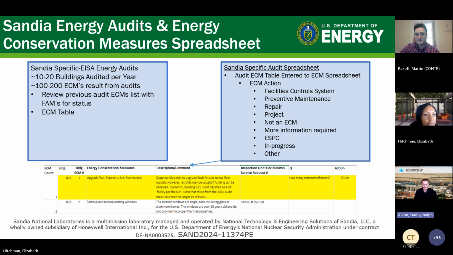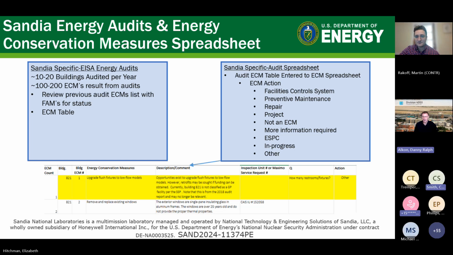Today, I'll be giving you an overview of Sandia's method of tracking ECMs from cradle to grave, and that includes uploading them to the DOE dashboard and also archiving them when they've been completed. And a little bit about Sandia, New Mexico. We have over 700 buildings. That's approximately 7 million square feet.